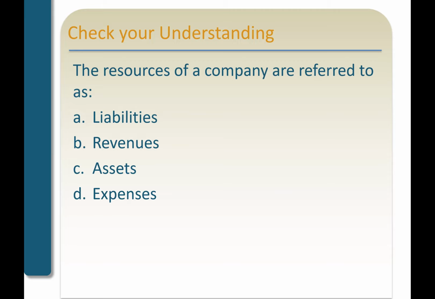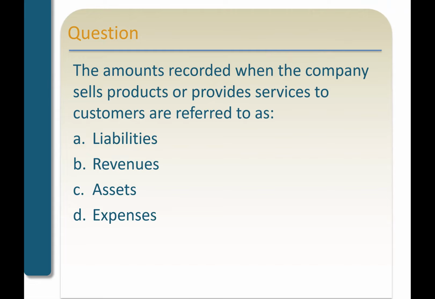Would it be assets, C? Excellent. The resources of a company are referred to as assets. Perfect. Now, how about this one? The amounts recorded when the company sells products or provides services to customers are referred to as what? Excellent. And it's revenues. When we sell products or provide services, they are referred to as revenues.